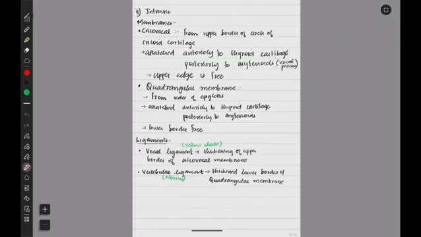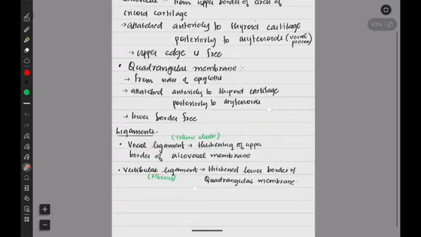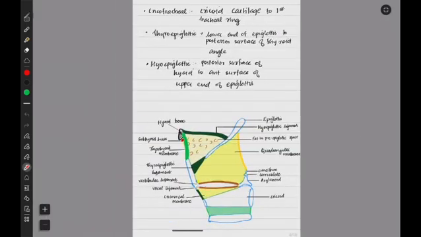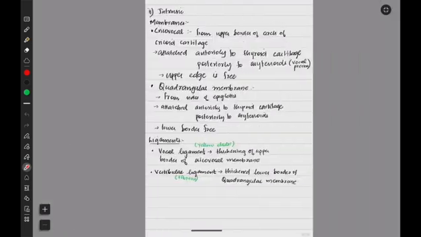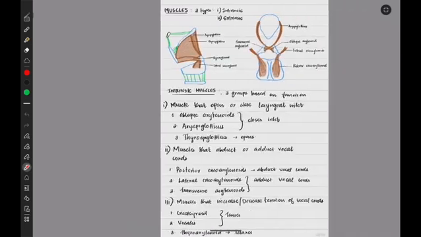The next is about the intrinsic ligaments. There is the vocal ligament as well as the vestibular ligament. The vocal ligament is a thickening of the cricovocal membrane, and the vestibular ligament is a thickening of the lower border of the quadrangular membrane. The vocal ligament is yellow elastic, and the vestibular ligament is made up of fibrous tissue. So these are the intrinsic membranes and ligaments.